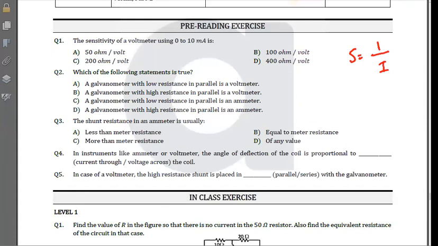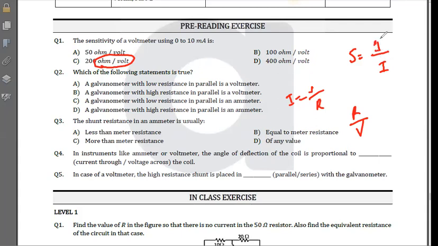You can just see the unit, na? You can tell by looking at the unit, yes or no? Ohm per volt. What is this? I is equal to V by R, so the unit is R by V. Use your common sense. Think about it. So sensitivity is 1 by I.